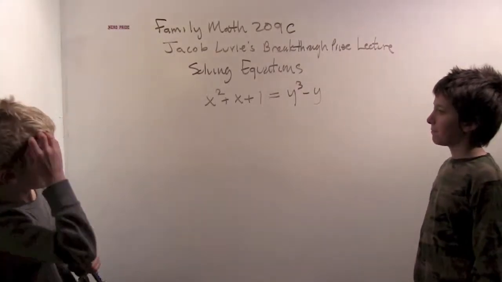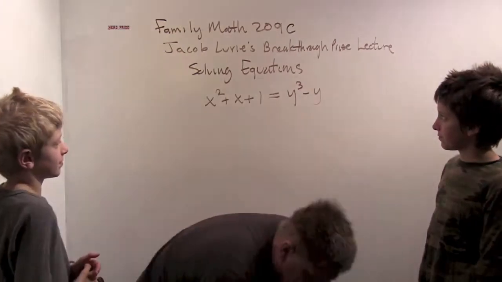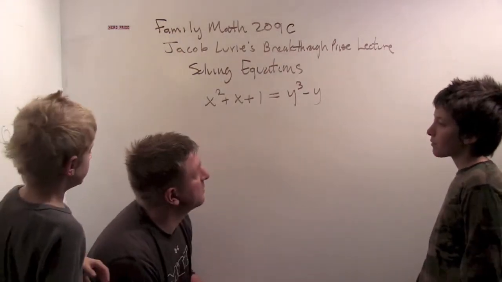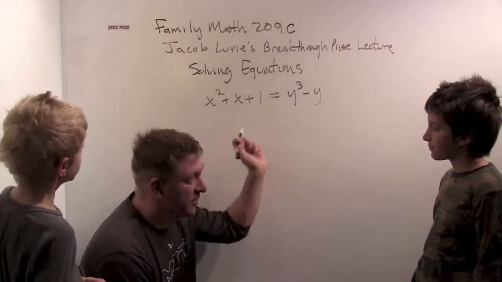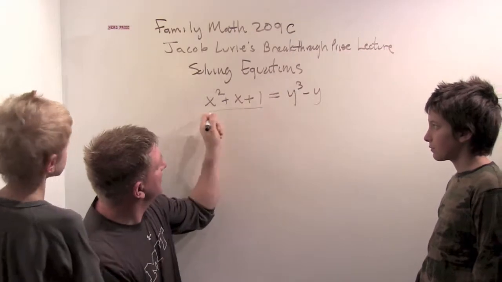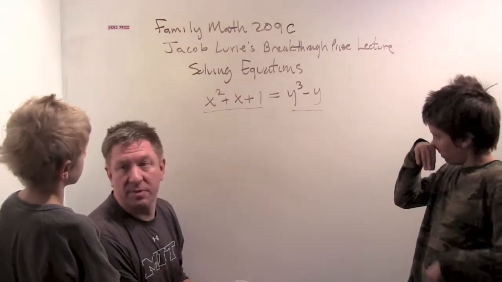Okay, so here's part 3. I'm going to give the example that Lurie gave, and then I'm going to give a slightly different example to talk about where this clock arithmetic can help us. So he said we're going to try to solve this equation in the integers.